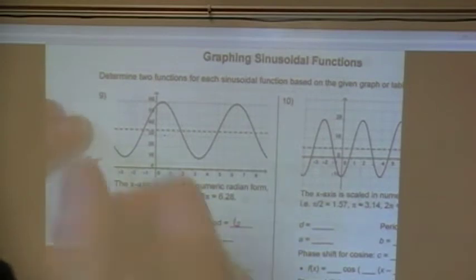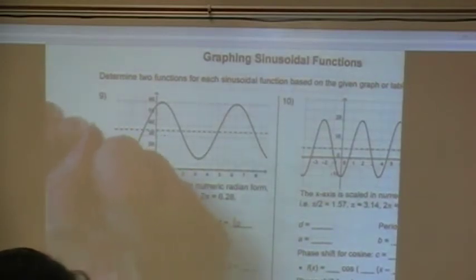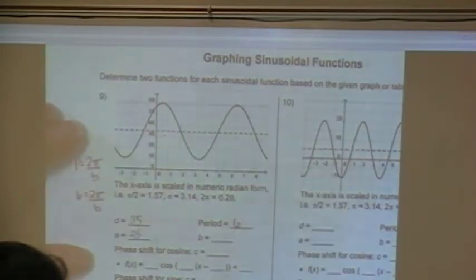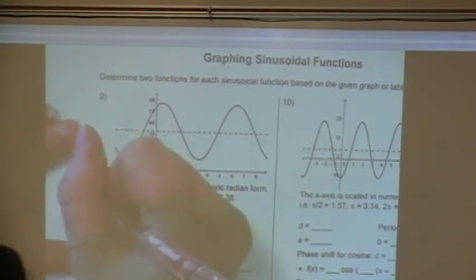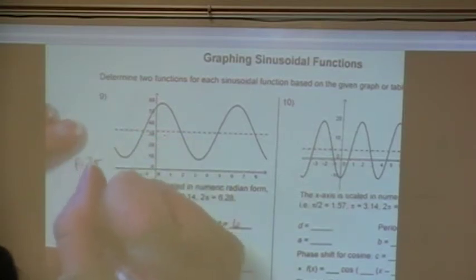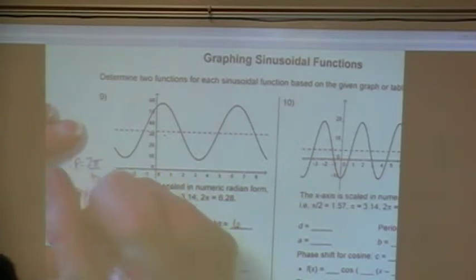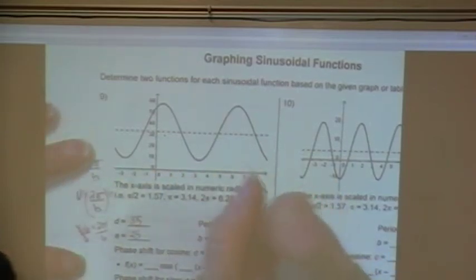So my period is 6 equals 2 pi over B. And then you just calculate. So I'm going to clear the B. This is a fraction. So now I have 6B equals 2 pi. Divide by 6. So B is pi over 3.